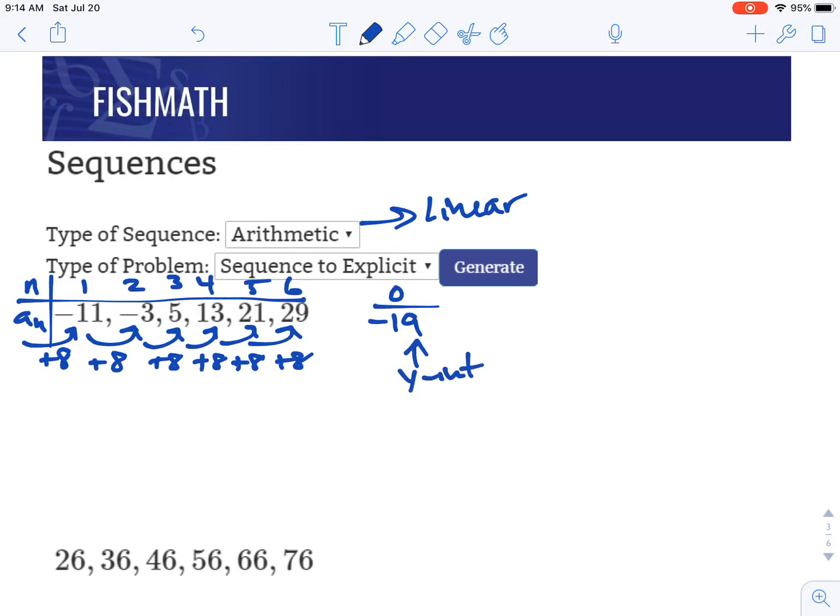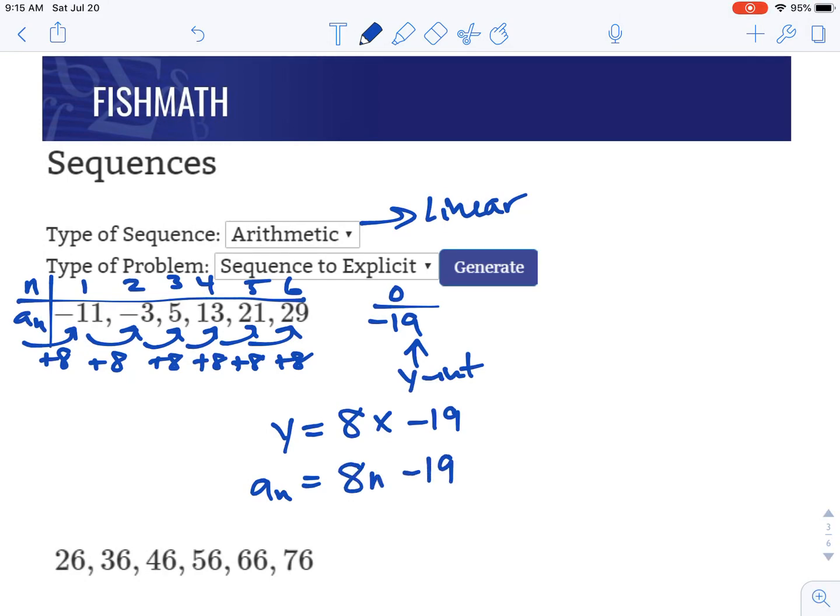Because for our linear relationships, we always have y equals mx plus b. Well, our m is just the slope, which is 8. And then our b is the y-intercept, which is -19. So one equation for this would just be y equals 8x minus 19. That would be one way to write this. If you want to use a of n's and n's, same idea. A of n equals 8 times n minus 19.